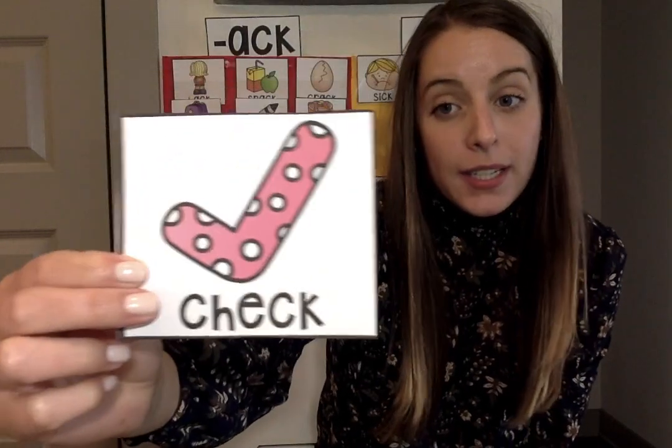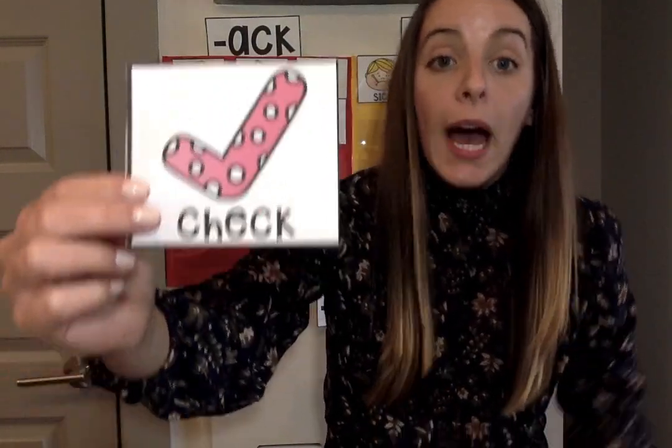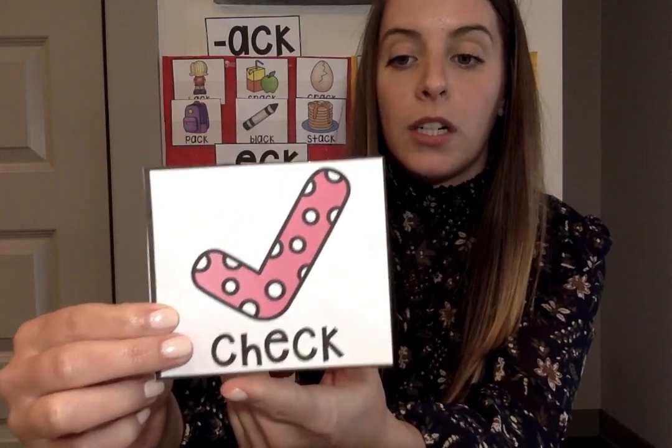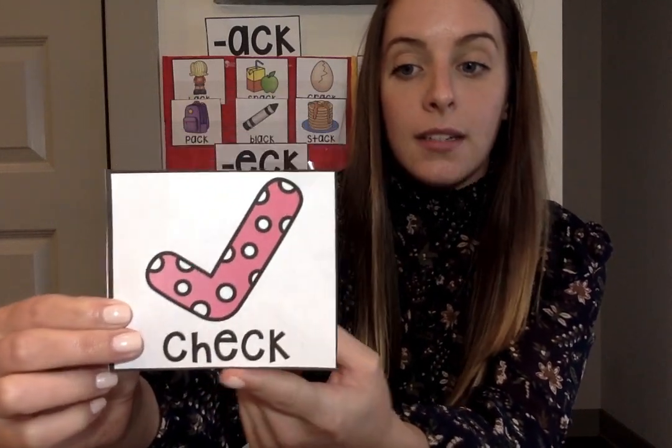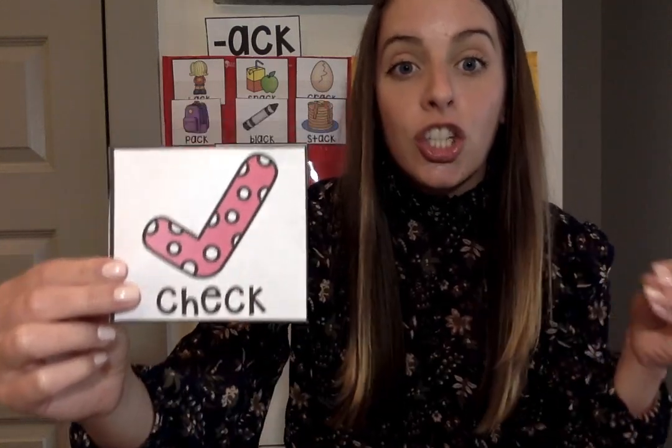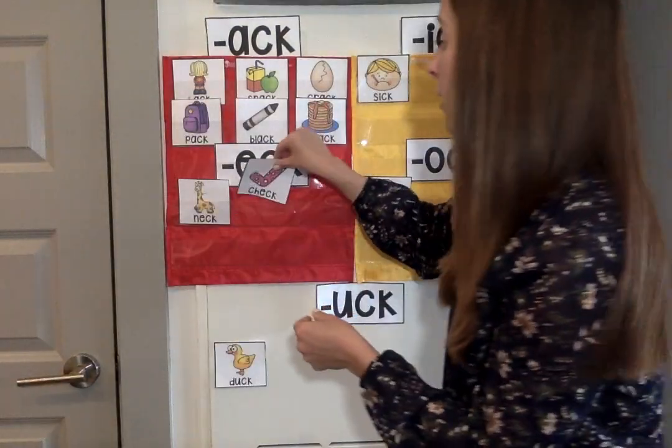Let's see a couple more examples. I would tell you to do this on the side of your paper if you had gotten an answer correct that we were going over. I would say put a check. Check is our next word. We know CH says ch, ECK says ek, ch, ek. Blend it, check, check.